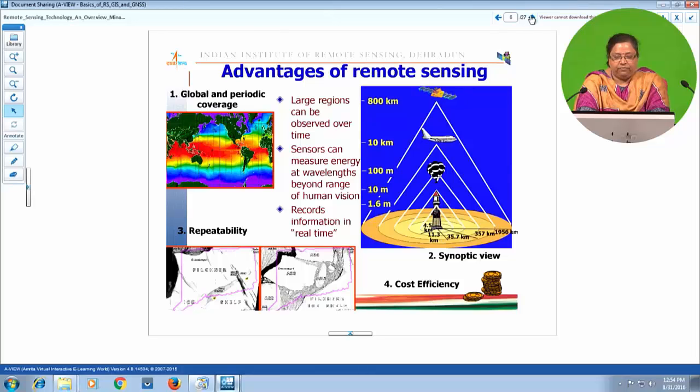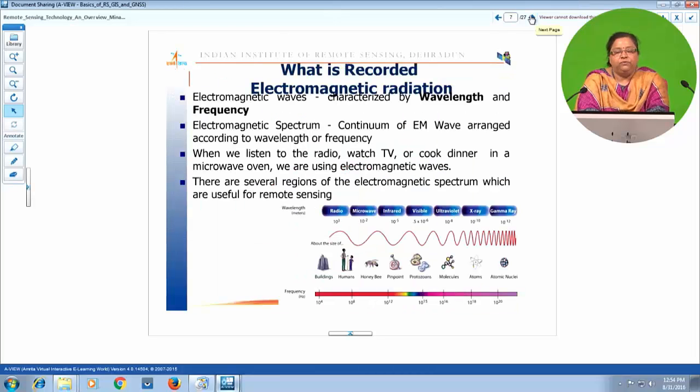Now, the first source of energy which we discussed. The energy source is electromagnetic radiation. Whatever is recorded is electromagnetic radiation, and electromagnetic waves are characterized by their wavelengths and frequency. If we arrange electromagnetic waves according to either wavelength or frequency, we call it the electromagnetic spectrum. And there are many regions of this electromagnetic spectrum which are useful in remote sensing.